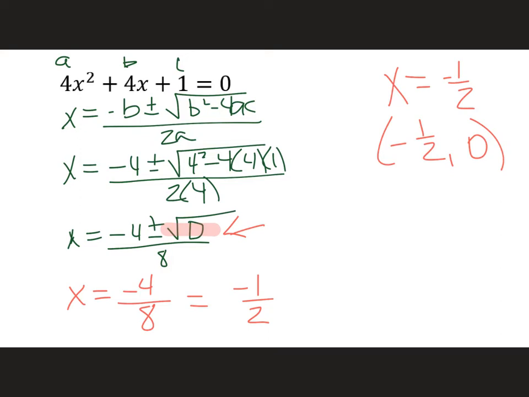So you could add 0 or you could subtract 0. You're still only going to get negative 1/2. That means that this one has its vertex on the axis. It's the only point that it touches the axis.